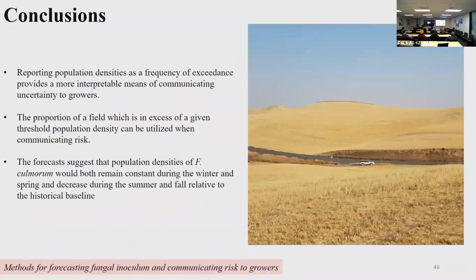Right? So putting that all together, it's a framework for how you can report things as a frequency of exceedance. You can still use data that's variable in this way. And then we can report to a grower how much of their fields is in excess of a particular amount. I did the median because it makes things easier between fields when I'm plotting. But if there were thresholds available, you could use those when you communicate risk. And it seems that even under climate change, this fungus would still persist in the region over time, though if anything, it would go down in the summer and the fall.